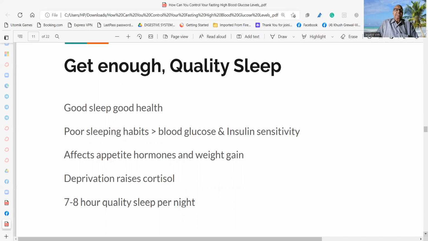Sleep deprivation raises cortisol. When there is hunger or there are fewer calories, your cortisol will be increased to give you more liver glucose in the blood. 7 to 8 hours of quality sleep per night is normal, and you will have to take 7 to 8 hours of quality sleep daily. Deprivation of sleep will definitely give you stress, and cortisol will increase, and you will get higher values of glucose in the blood, and spikes will be there.